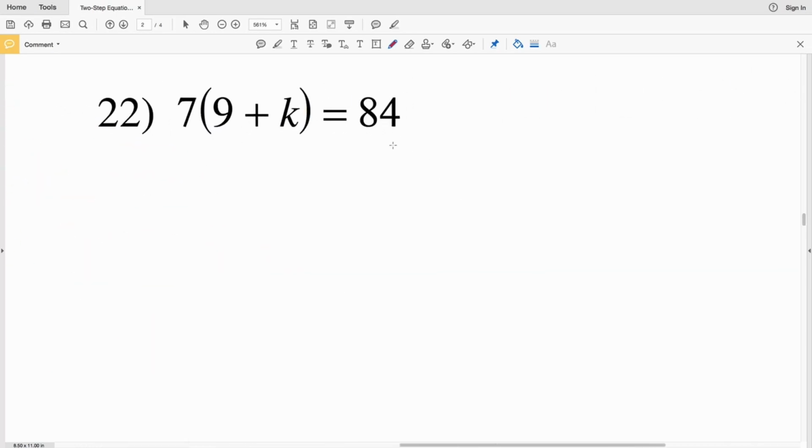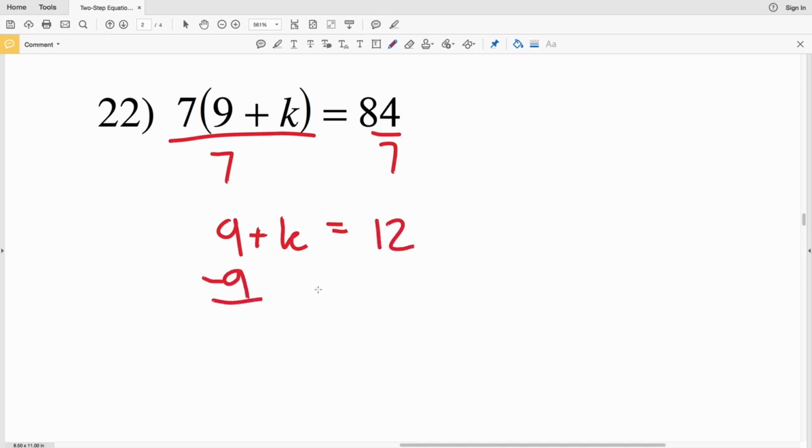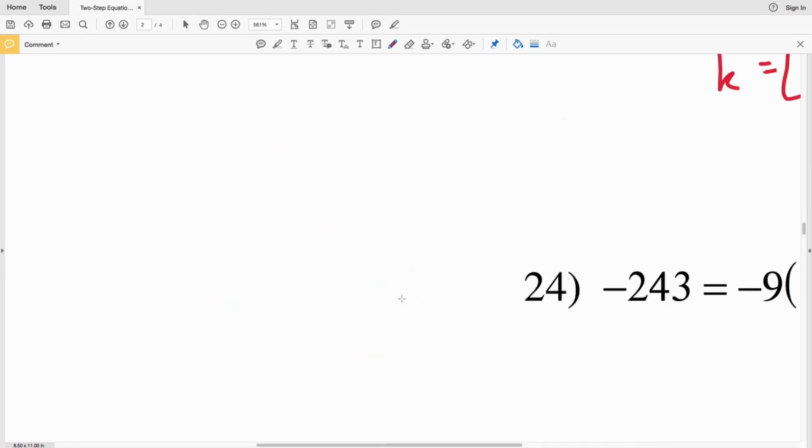Number 22, we're going to start off by dividing by that positive 7. That'll leave us with 9 plus k on the left, and 84 divided by 7 is 12. Then, like in a one-step equation, we're going to subtract 9 to isolate that k and get that k is equal to a positive 3.